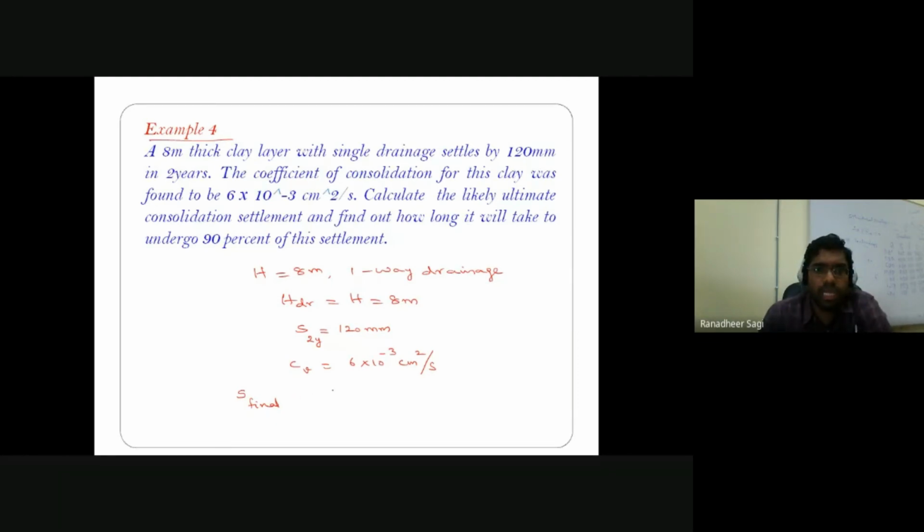into delta sigma dash. For calculating mv, I don't have any data in terms of stress increment or void ratios. So that expression cannot be used for calculating final settlement. Okay. Then how do I go ahead? So what we can think of doing is, I'll go back to some fundamentals. Okay, so this is what I wanted to calculate.